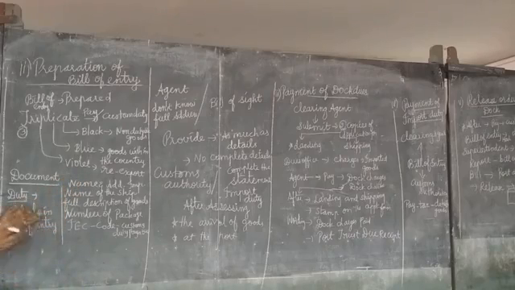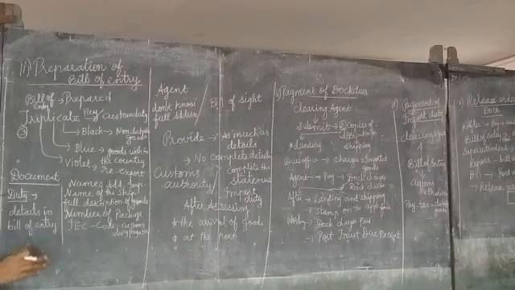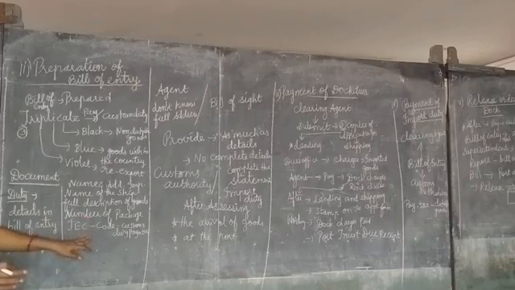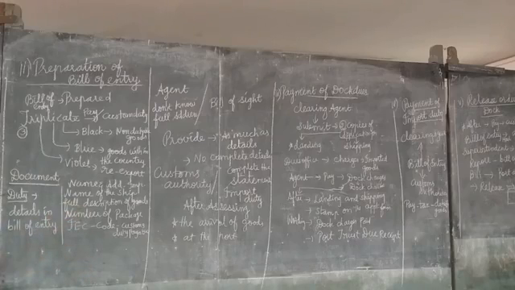This bill of entry is a document with all the details. What are all the details in the bill of entry? Name and address of the importer, name of the ship, the full description of goods, number of packages, the IEC code number, and the customs duty payable, everything will be included in the bill of entry.